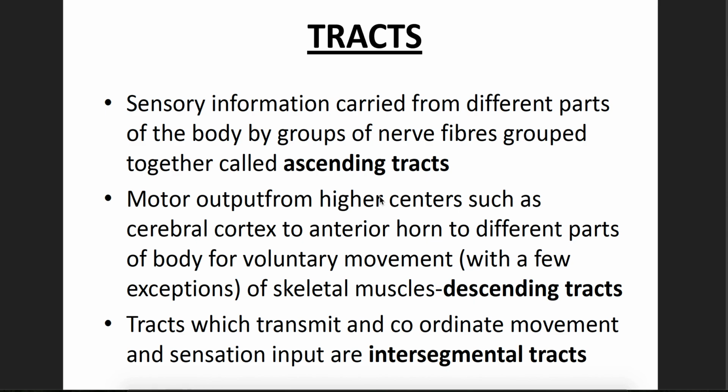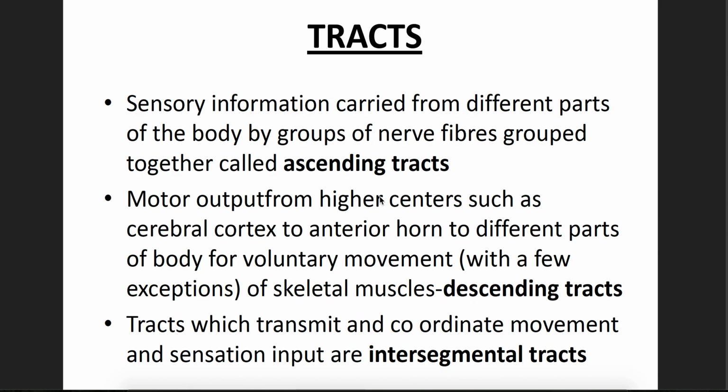On the other hand, motor output from the higher centers, such as cerebral cortex, cerebellum, and other supraspinal levels. When fibers descend from those higher centers to the anterior horn of the spinal cord, and it affects the body for voluntary movement of skeletal muscles, we call them descending tracts. So, tracts are groups of nerve fibers. So, when they come together, we call them tracts.